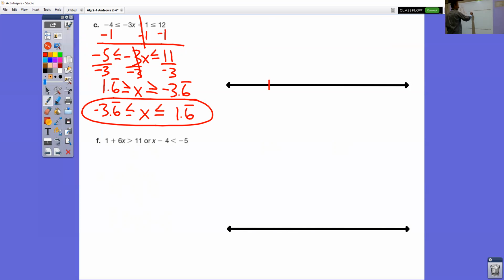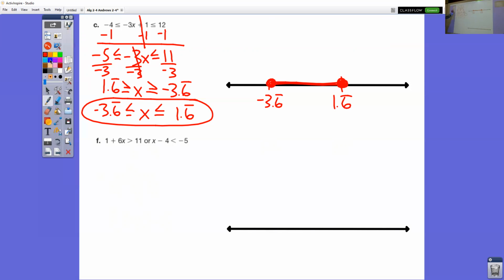We'd have a -3.6 repeating here. That's going to be a closed dot because of the or equal to sign, and a 1.6 repeating here, closed dot because of the or equal to sign, and they come together in the middle. So that's how you do and statements.